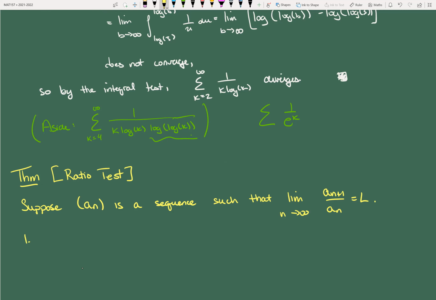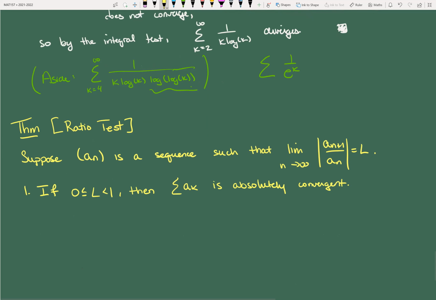Okay, so one. Let's take the absolute values here. So if L is between 0 and 1, then the series generated by a_k is absolutely convergent, and therefore convergent, but we're going to prove something stronger. We're going to prove it's actually absolutely convergent, but from that obviously you get convergent.